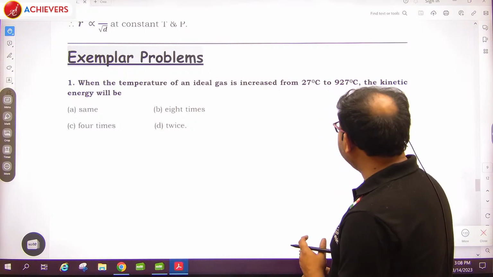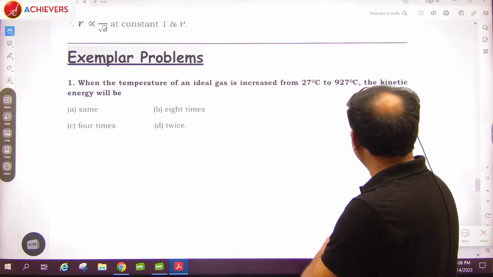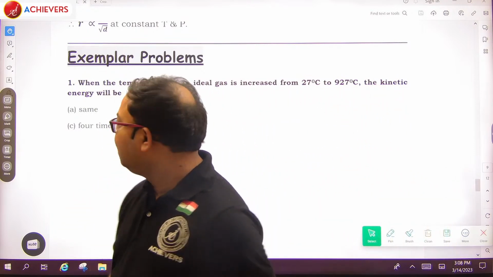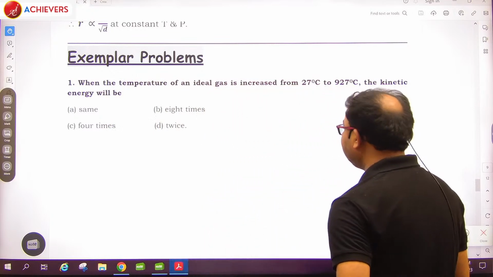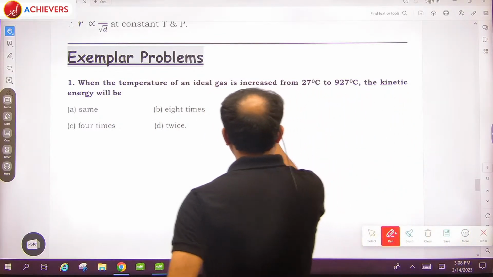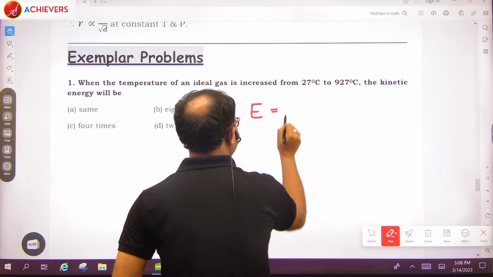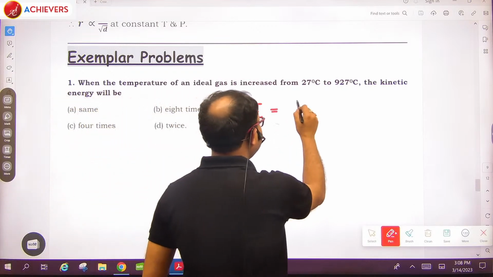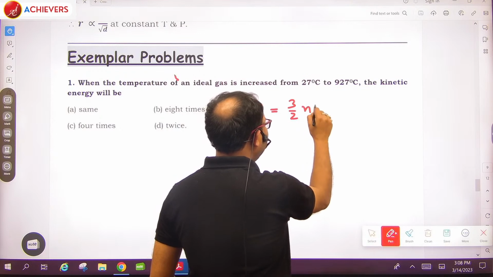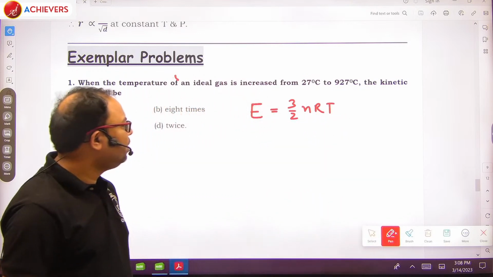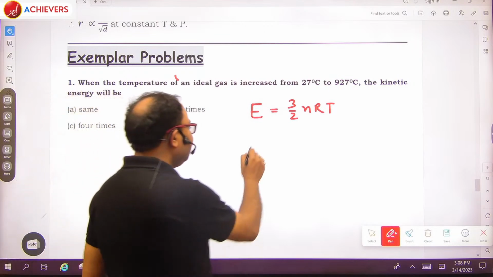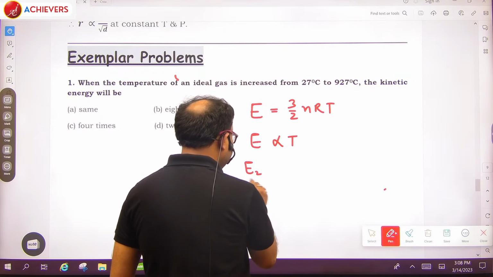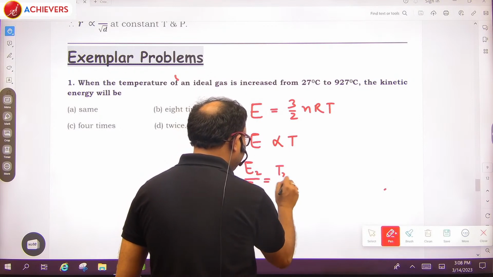When the temperature of an ideal gas is increased from 27 to 927 degrees centigrade, the kinetic energy will be? What will happen to the kinetic energy? The total kinetic energy is basically equal to 3/2 nRT. We have proved that, so E is directly proportional to T. So one can write E2 by E1 equal to T2 by T1.